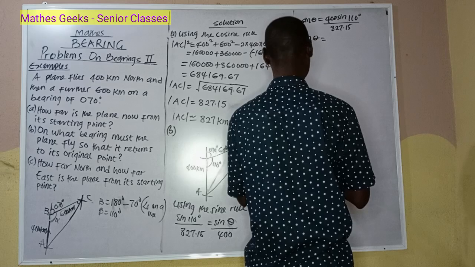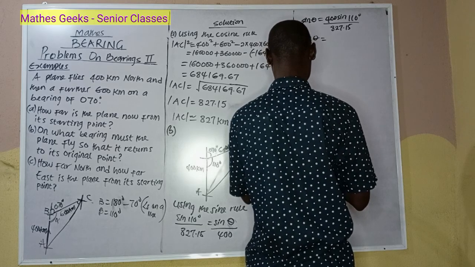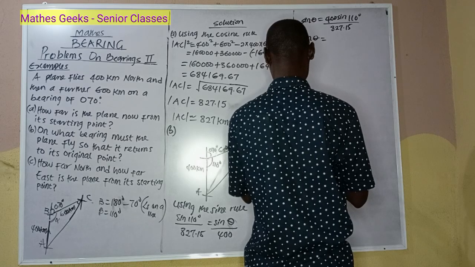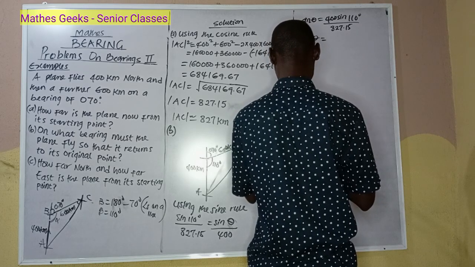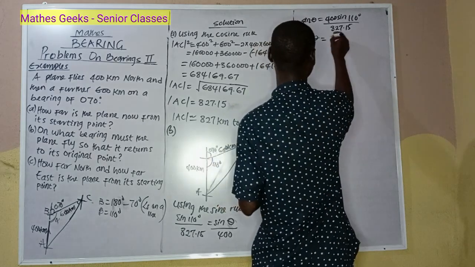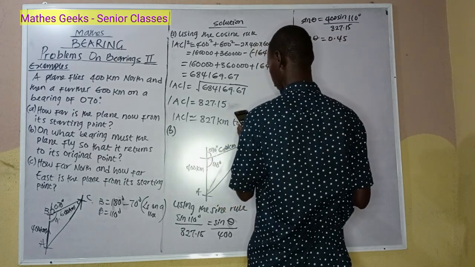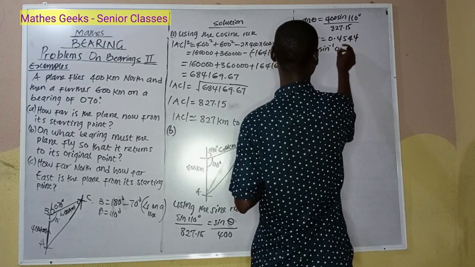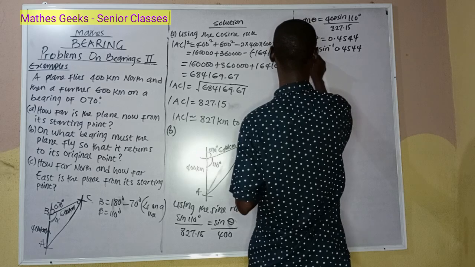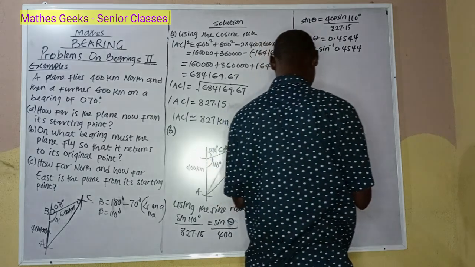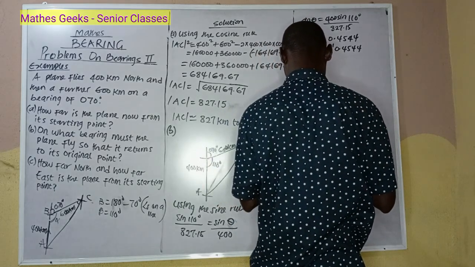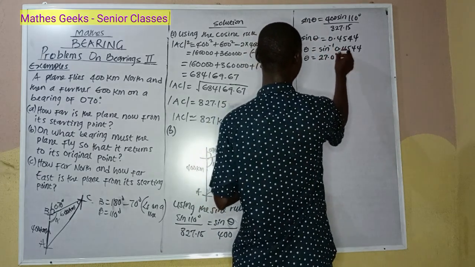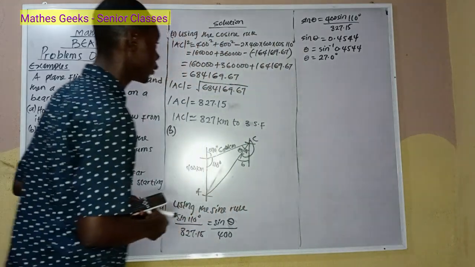400 sine 10 divided by 827.15, that is 0.4544. So theta equals arc sine 0.4544, which is 27.0 degrees. The theta is 27.0 degrees.